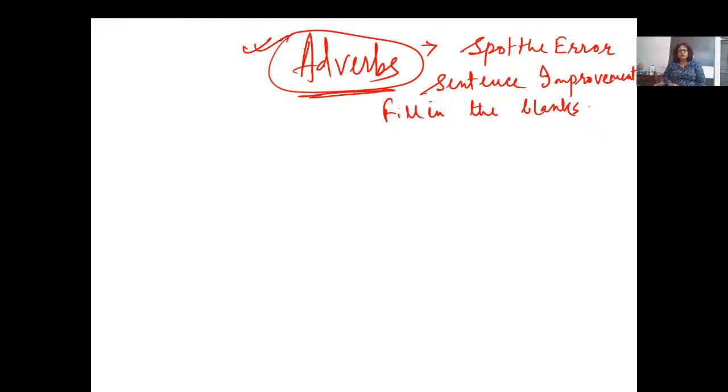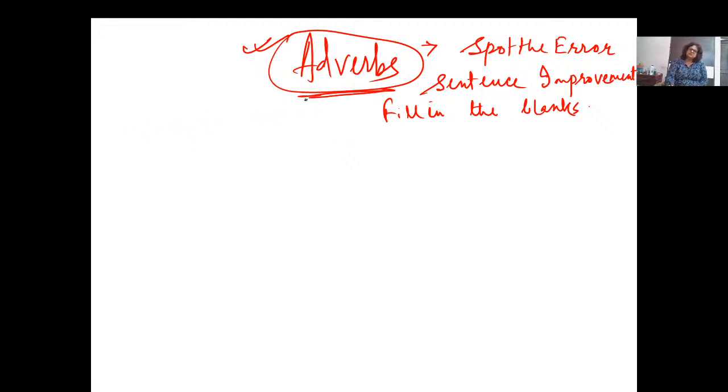Adverb is a very important part of speech, so we will learn adverbs in great detail, and I will discuss the most important portions with you. Before starting, we have to clear what we mean by adverb. We know that in the English language there are 8 parts of speech. First is noun, second pronoun, third verb, fourth adjective, fifth adverb, sixth preposition, seventh conjunction, and eighth interjection.